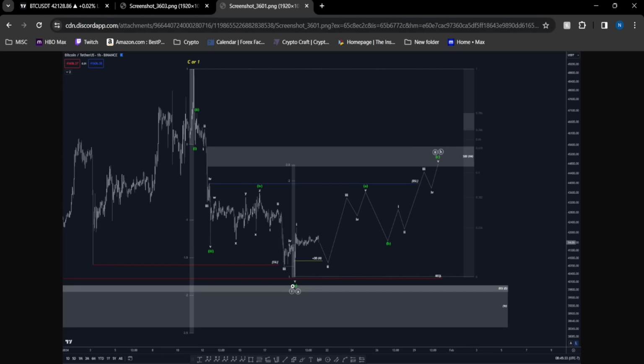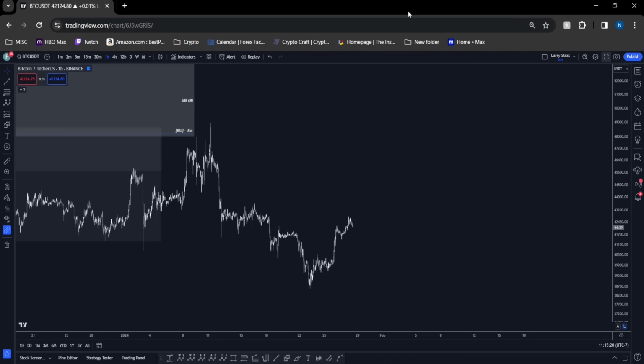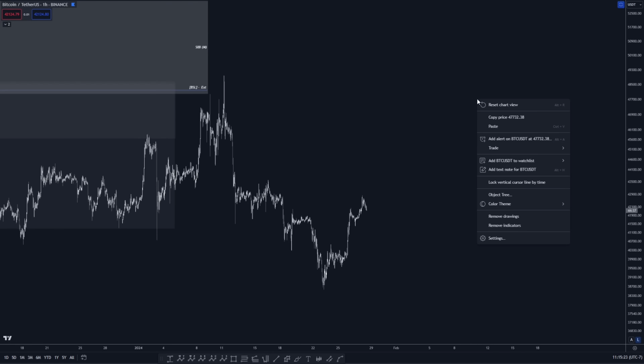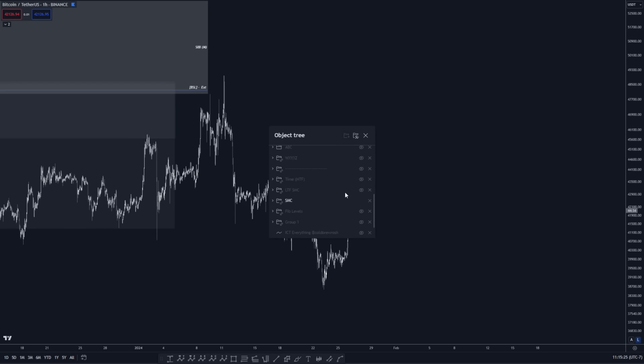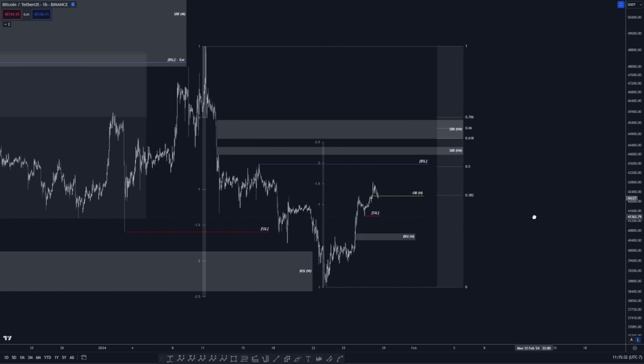Now, we actually did take this low, and we did dig into this weekly fair value gap. So there's that weekly fair value gap that we dug into. Now it's about managing the structure.